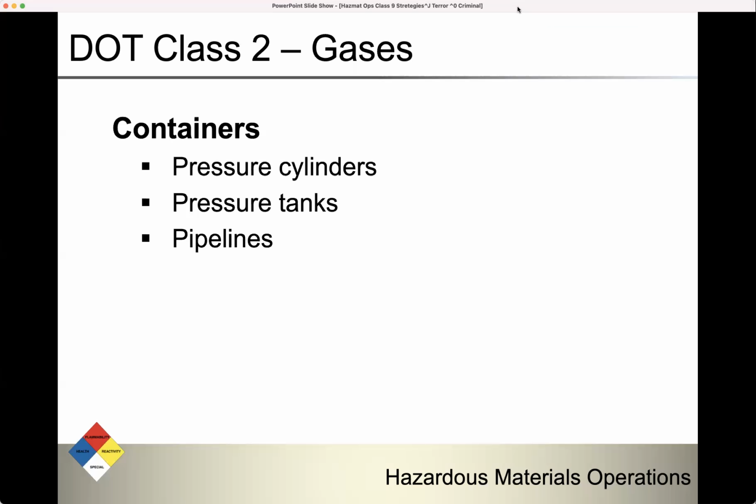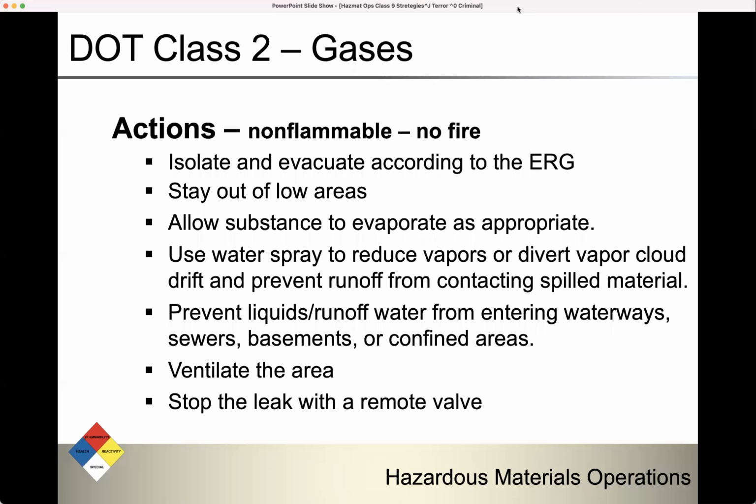DOT Class 2, gases. So the containers we're going to see these in are pressure cylinders, pressure tanks, and pipelines. So if we have a non-flammable gas, there's no fire involved at all, isolate and evacuate, stay out of low areas, allow that to evaporate as appropriate. If it's coming out of its container, for hazmat operations, we're going to just allow it to evaporate as appropriate.